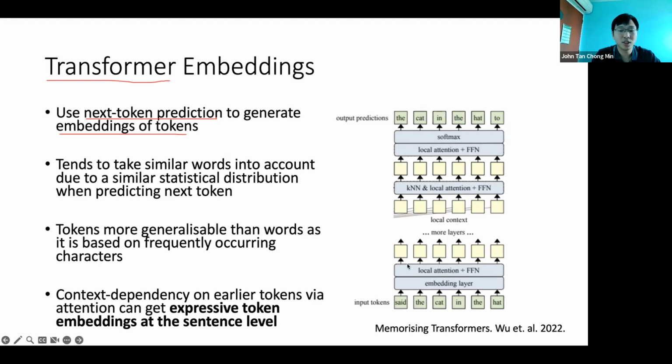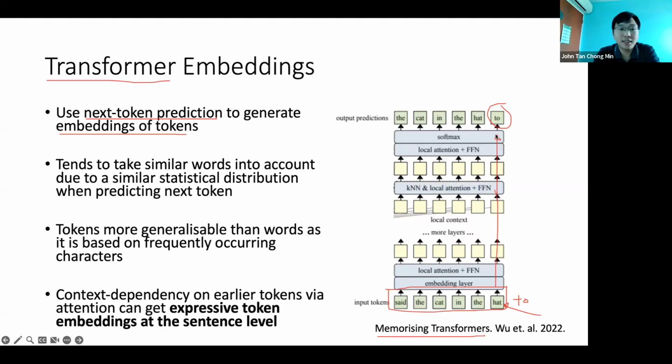And how this next token prediction is done, let's look at this diagram over here. I took this diagram from Memorizing Transformers because it shows you each token. For example, the input tokens are "said the cat in the hat", and the next token is actually "to". Based on whatever you have put here, how can I predict what the next token is? This is a challenge by itself, how to do this predictive model.